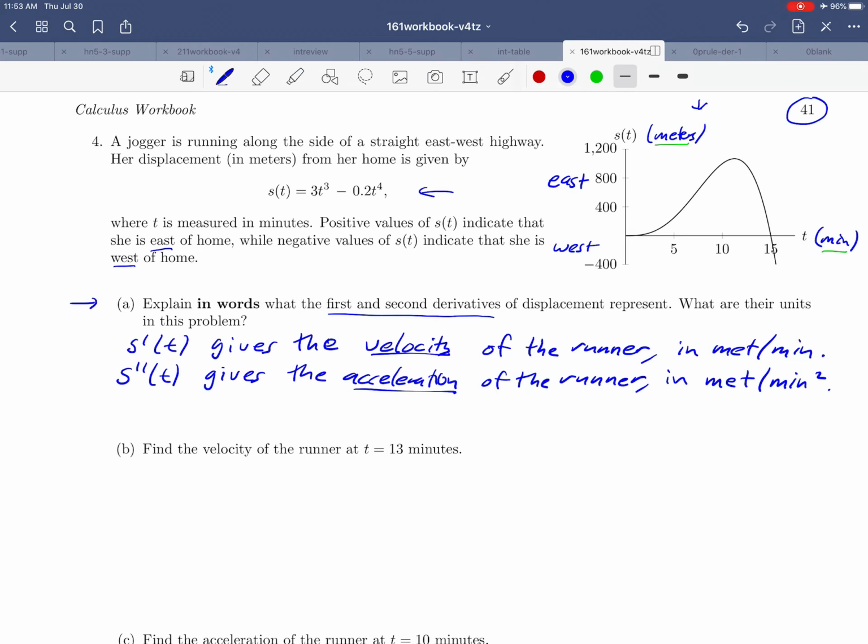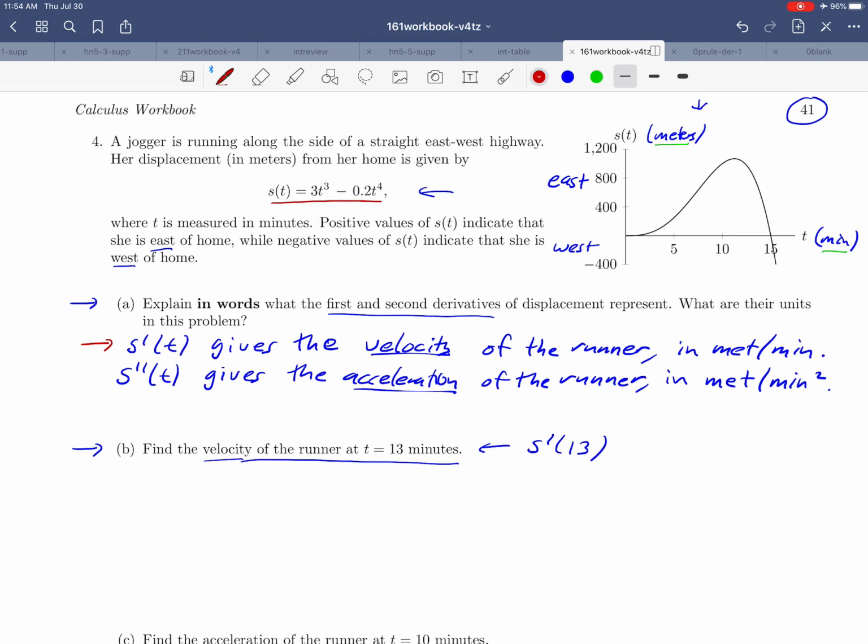So there's kind of a roadmap. Some of the questions they ask us here will need these derivatives, and having their meanings in words might help us navigate through this problem. Let's move on to part B. They'd like us to find the velocity of the runner at t equals 13 minutes. How do we do that? Remember what we noticed in part A: the first derivative is the velocity, so this is really asking us to find the first derivative at t equals 13. We need to start by finding the derivative.